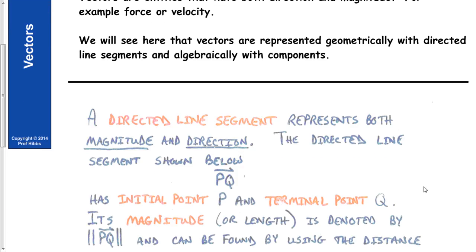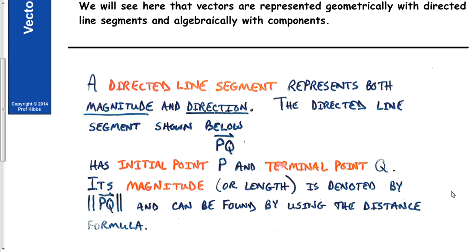So to get the idea of direction, we have what are called directed line segments. And in a directed line segment, as we'll see in a moment, the length of the line segment represents the magnitude of the vector. And of course, direction, we have some idea because we can see how it's pointing, where it starts and where it stops, and that gives us some idea of direction, the pointing of it.